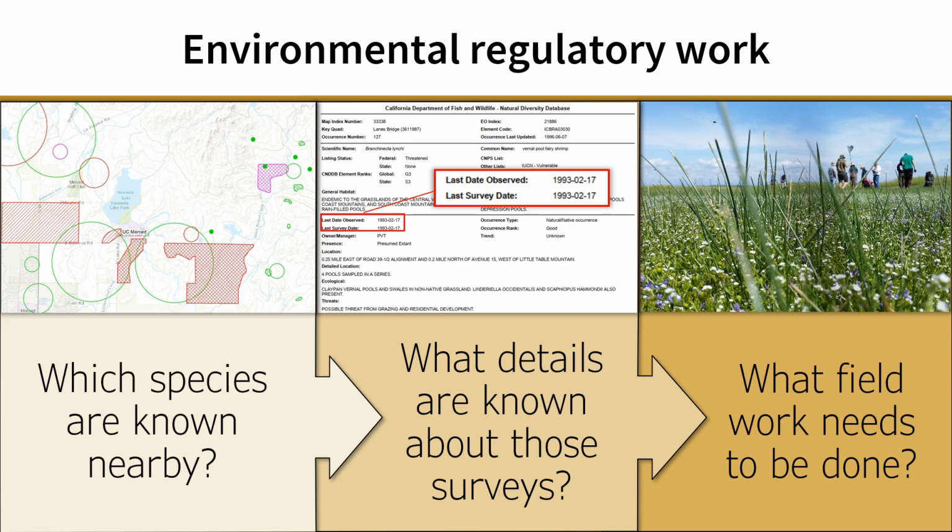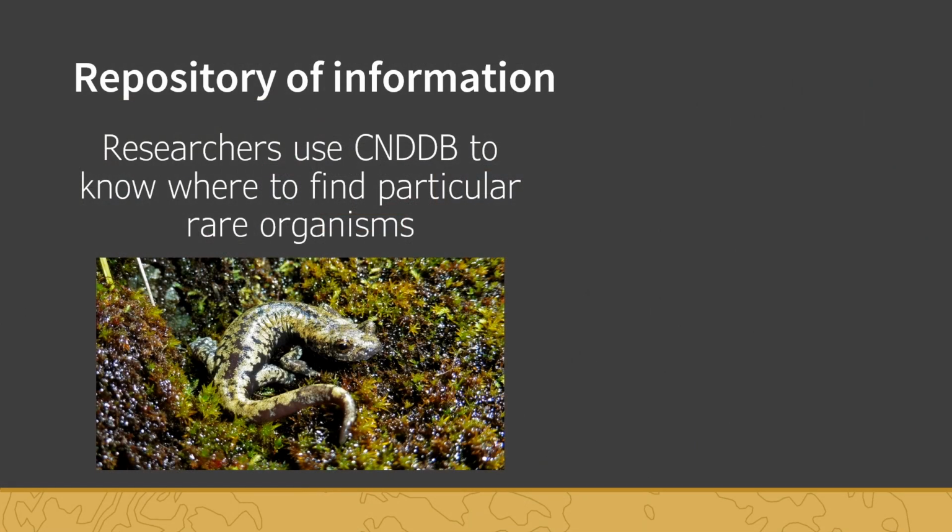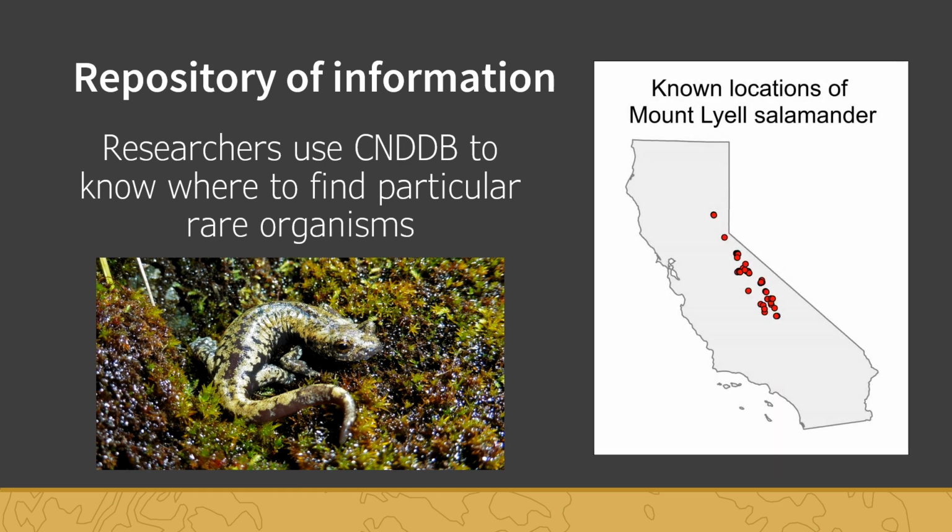Remember that our database is ever-changing and couldn't possibly include every single organism. It is incorrect to assume that a certain project won't impact rare species simply because no occurrences appear on a CNDDB map. Researchers who work with rare species often look to the CNDDB as the best repository of information about where to find their study organisms. CNDDB is used as a major source of information when species are under review for any official listing.